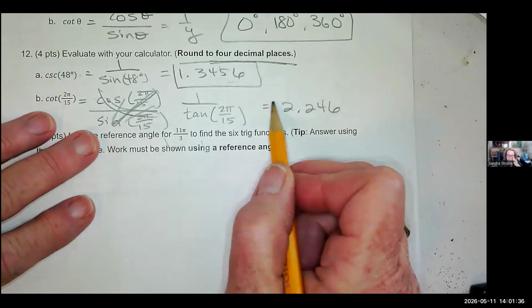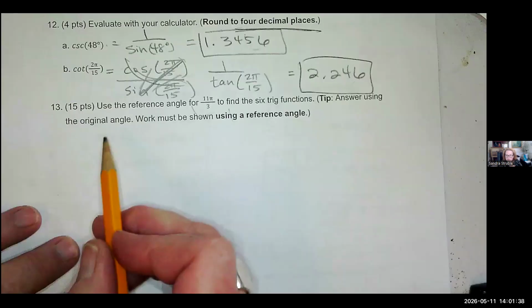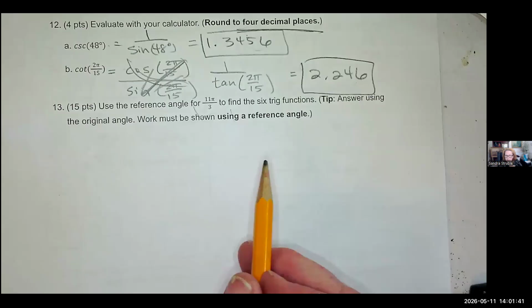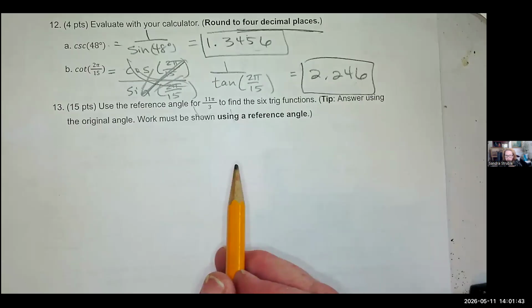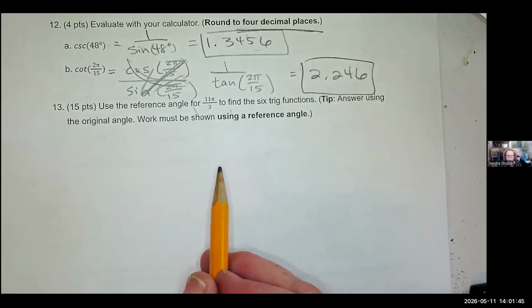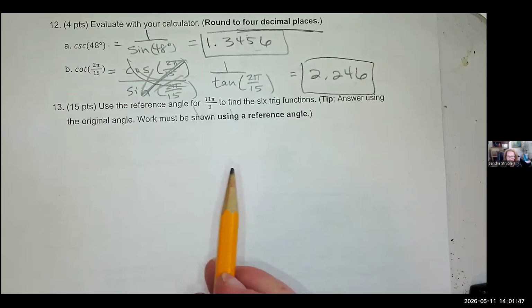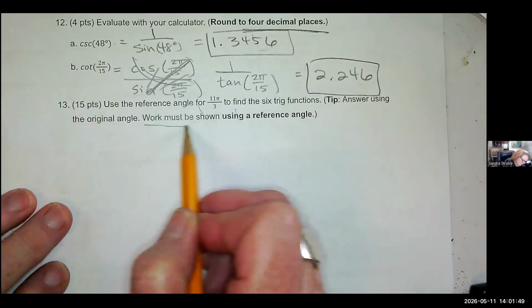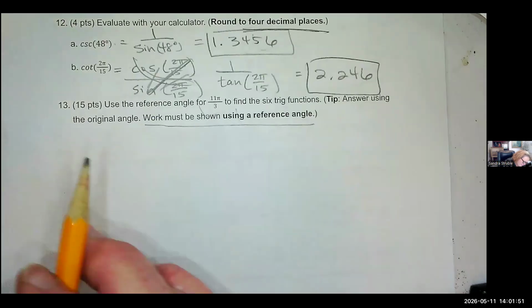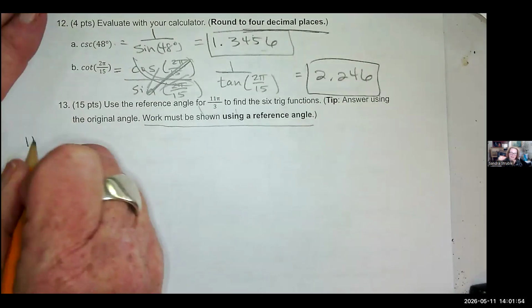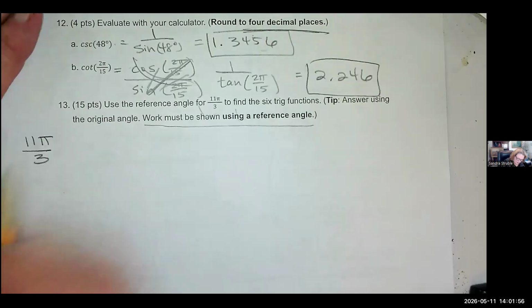Use the reference angle for 11 pi over 3 to find the 6 trig functions. Answer using the original angle. You must find the reference angle, and work must be shown using the reference angle. So we're going to take 11 pi over 3. I'm going to start by converting it to degrees. It just makes it easier for you.